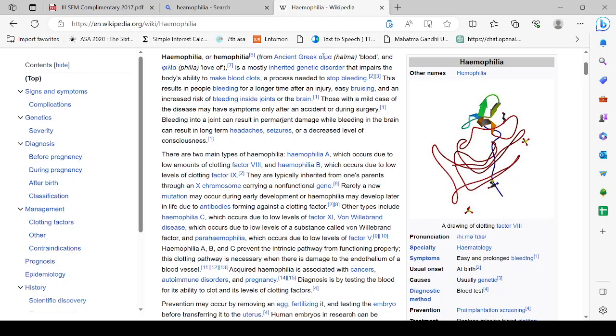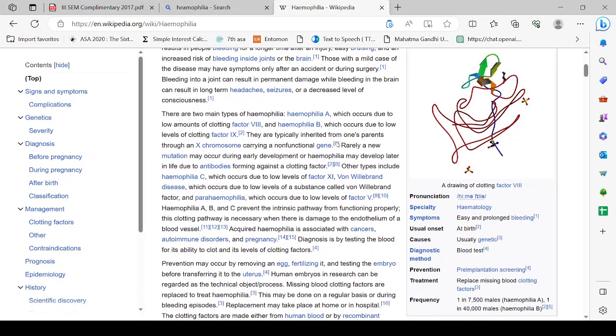It is quite common in the royal family of Britain, and because of that it is sometimes known as the royal disease, because it is common among the members of the British royal family.